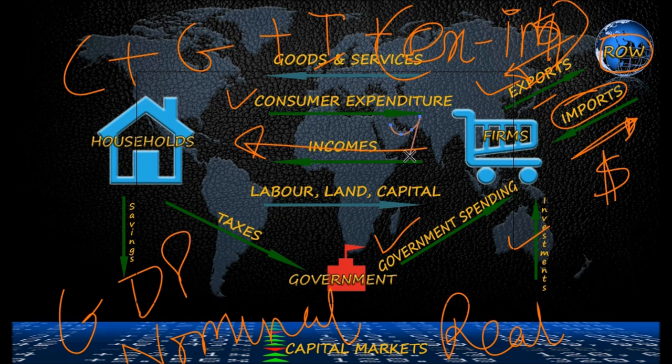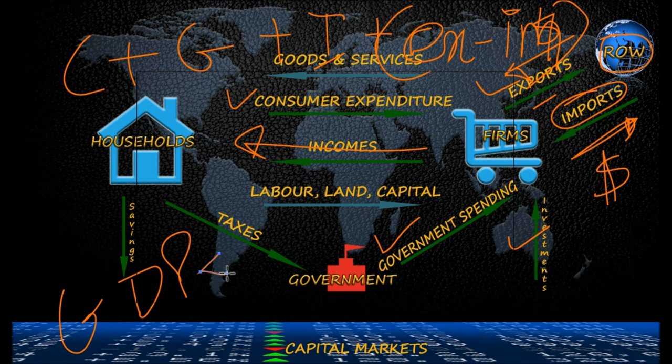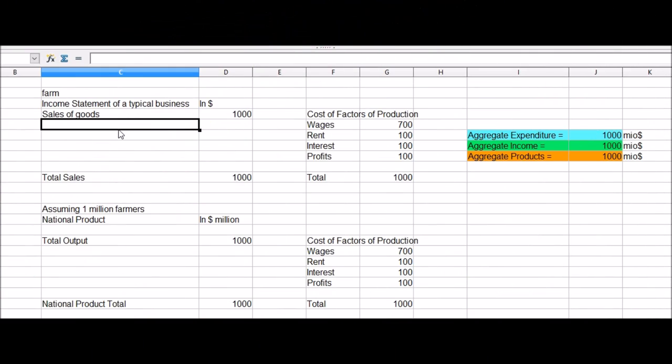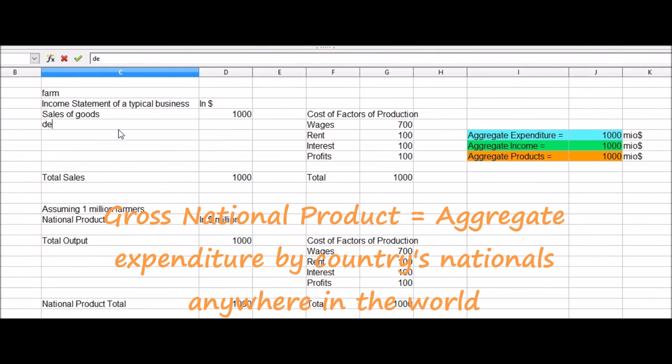To summarize, we have seen that in our hypothetical world, income equals products equals expenditure, and therefore, in the real world, the gross domestic product is also measured by any of the three methods. In the expenditure approach, the gross domestic product is measured by aggregating consumer expenditure, the C in the equation, investment spending, the I, government spending, the G, and net exports, the EX minus IM.